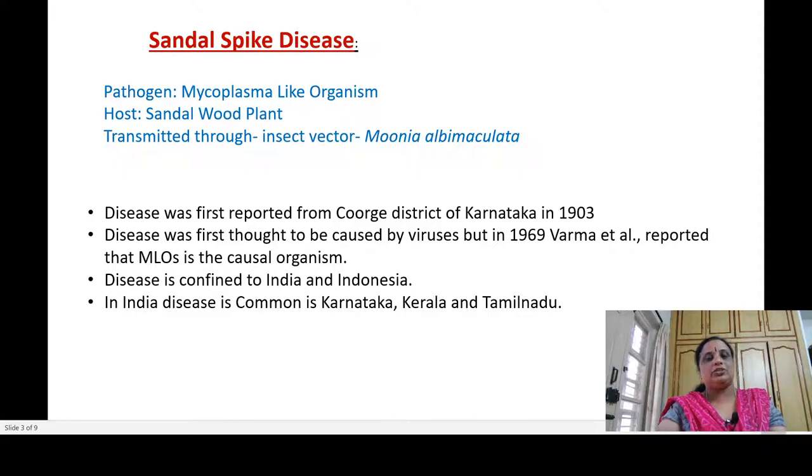However, the insect vector which transmits this disease is the Moonia species. This disease was first reported in Coorg district of Karnataka in 1903. The disease was first thought to be caused by viruses, but in 1969 it was Verma et al. who reported that it is a mycoplasma-like organism which causes the disease called sandal spike disease. This disease is confined to India and Indonesia. In India, this disease is common in Karnataka, Kerala and Tamil Nadu.